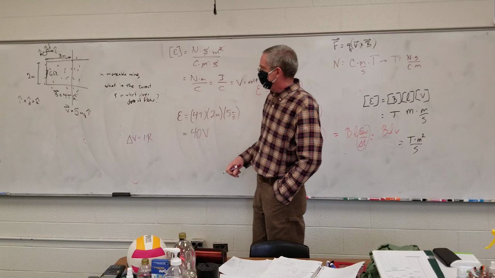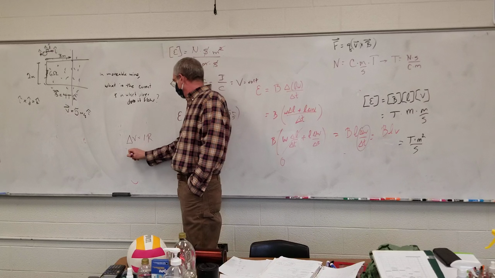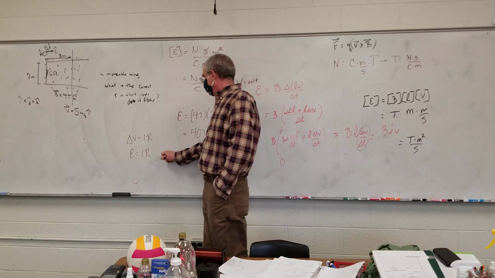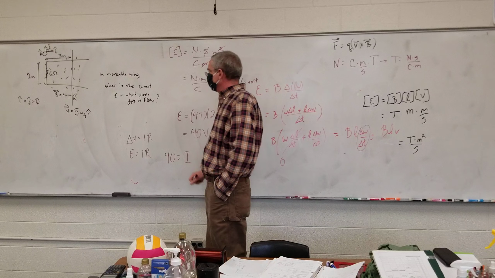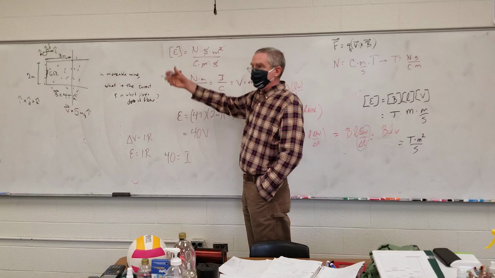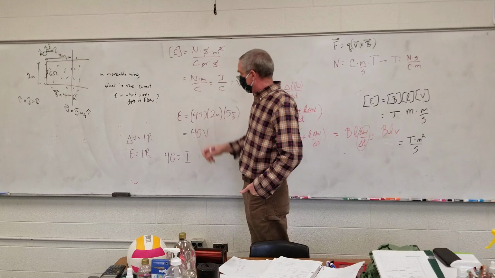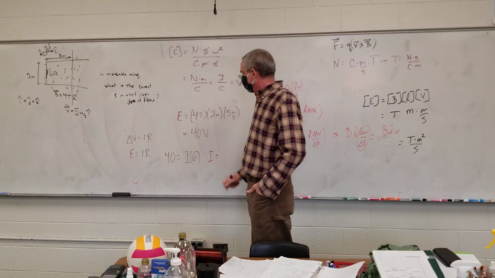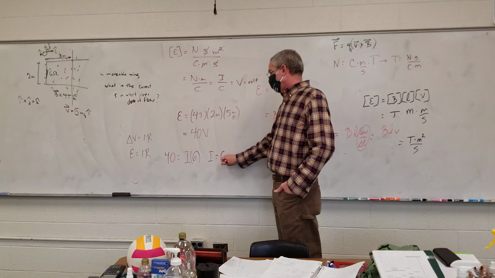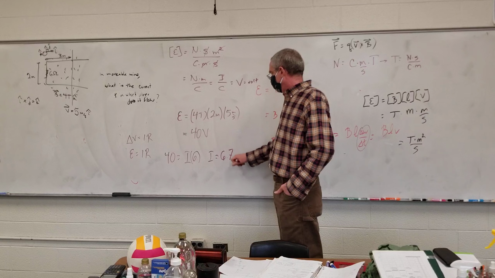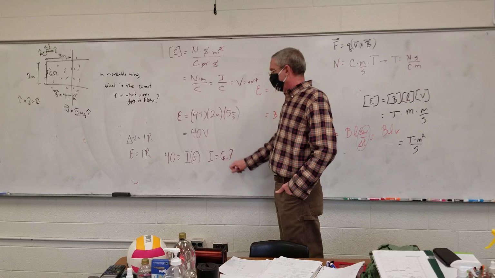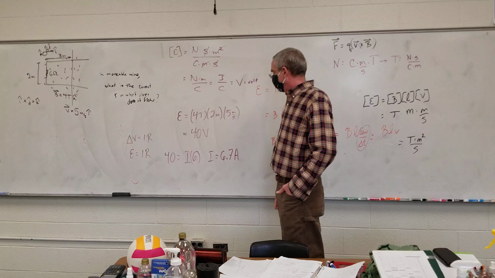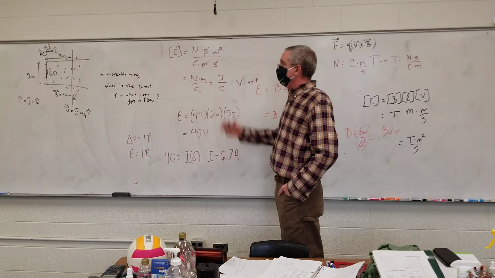But we're dealing with a nice ideal situation, so that delta V is just our EMF. And so we have 40 is equal to my current times the resistance, which I threw in there. Because my wires were perfect, the only resistance is coming from the resistor there. And doing the fancy math, 6.7 amps. And then the direction that the current's going to flow in the movable wire?